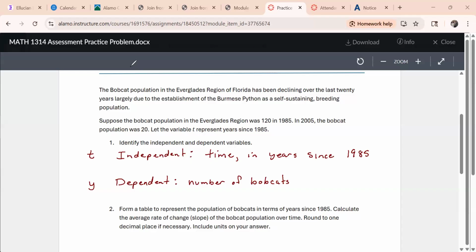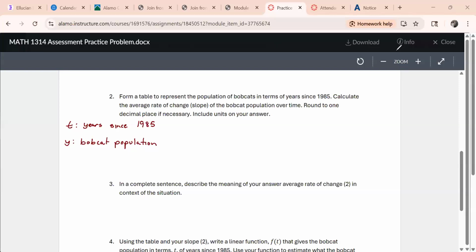All right, so next part is we want to form a table to represent the population of bobcats in terms of years since 1985 and calculate the average rate of change or slope of the bobcat population over time. When we set up a chart, remember that we always put independent variable first and then dependent variable second. Okay, so remember t, our independent variable, is years since 1985. y was supposed to be our bobcat population or number of bobcats. So since this is years since 1985, I'm going to make my little chart here of my t's and my y's.